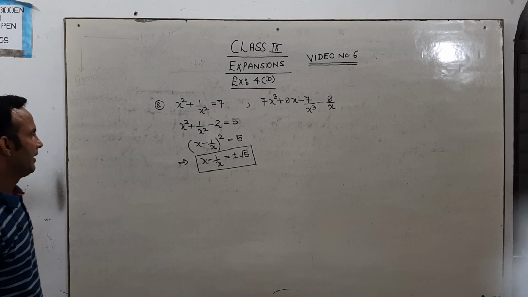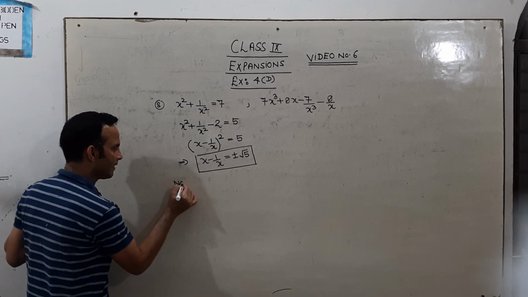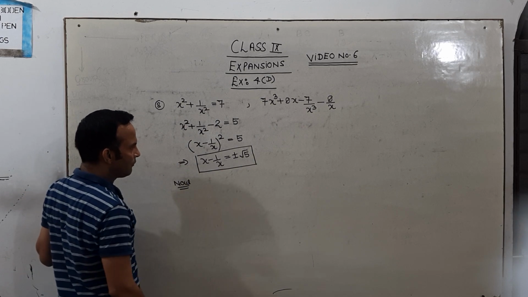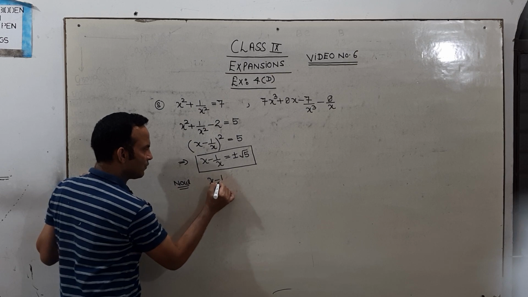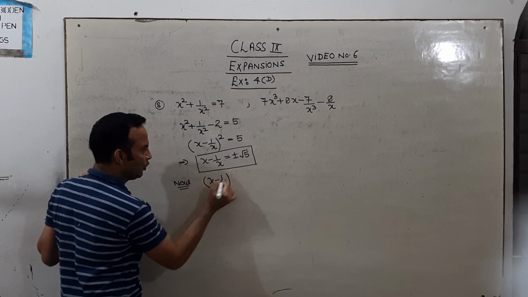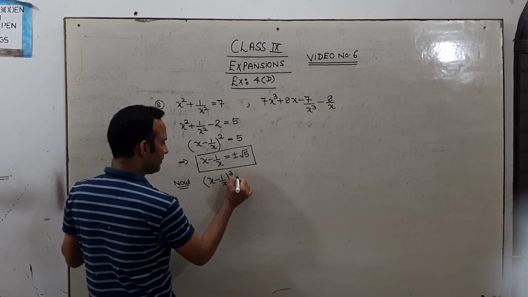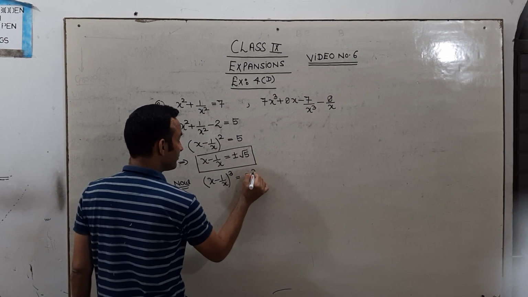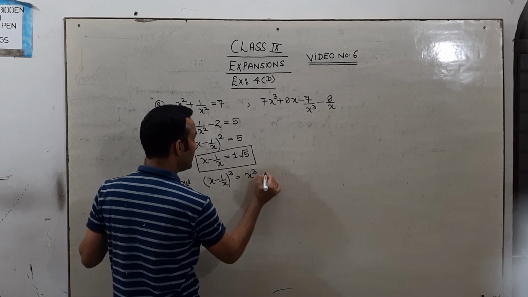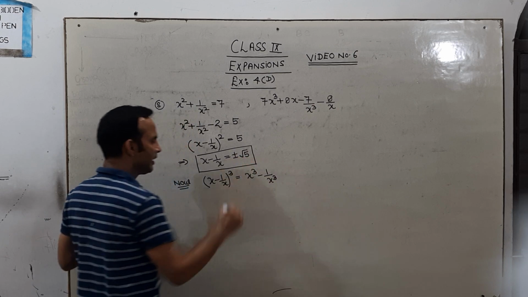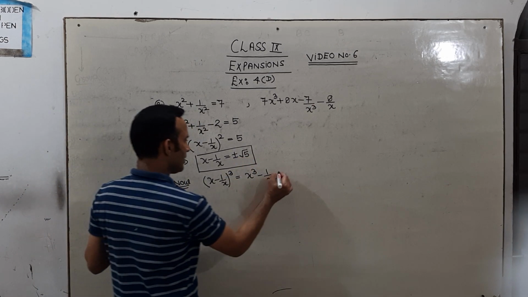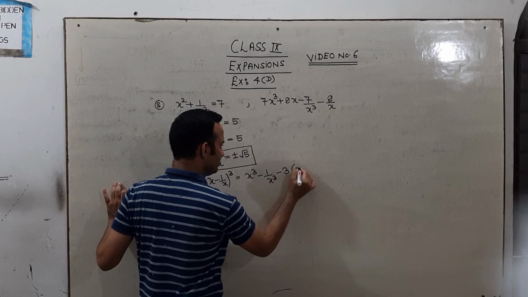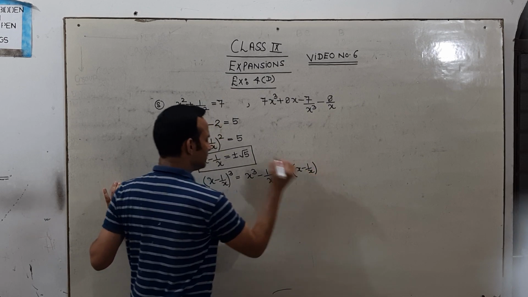Okay. Now, see. Find out the value of x minus 1 upon x whole cube. This is what? a cube minus b cube, a cube minus b cube minus 3ab into a minus b. Okay.